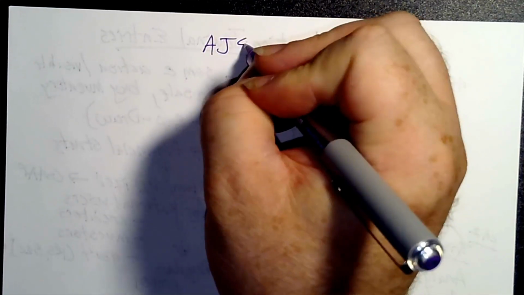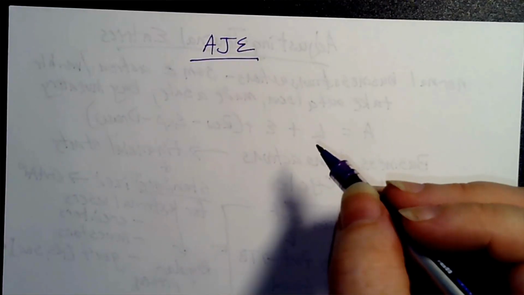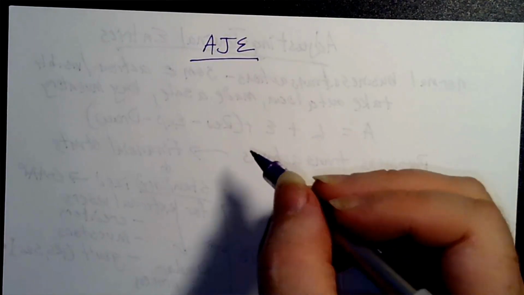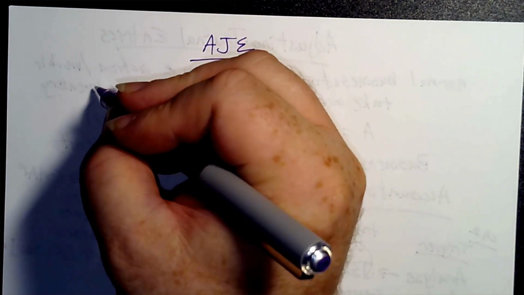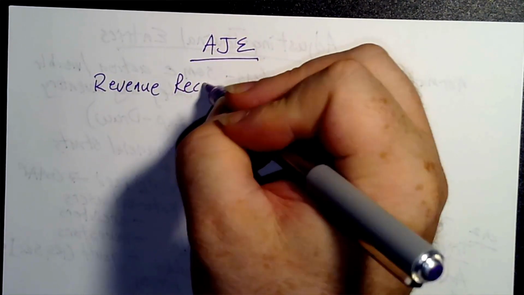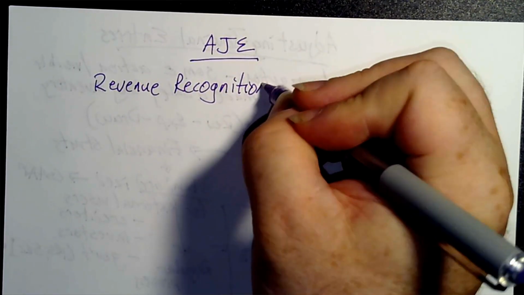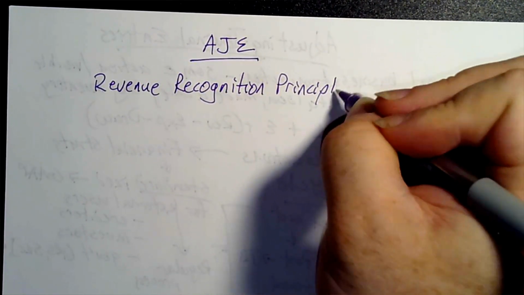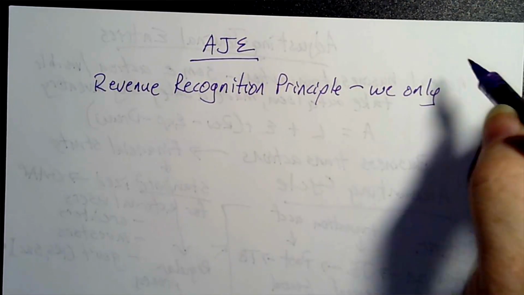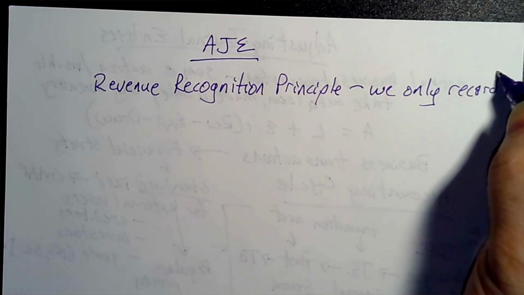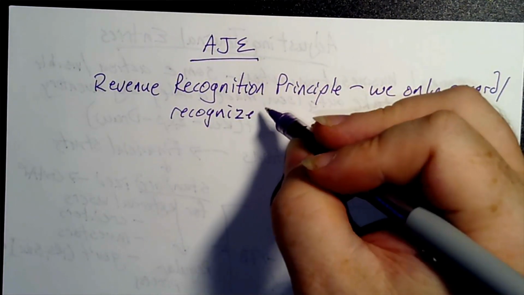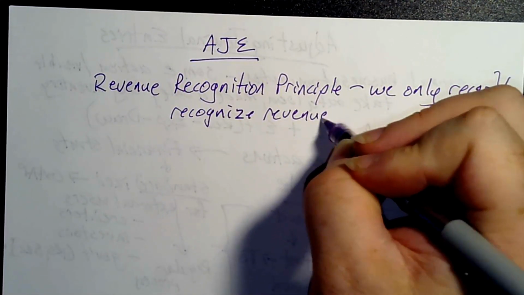So an adjusting journal entry, this thing that we're looking at the end of the period, well, why do we do them? And what is forcing us as accountants to record these? Well, they're based upon two principles or two rules. The first one is called the revenue recognition principle. And what does that say? It says we only record, or if you want to say recognize, revenue when it is earned.